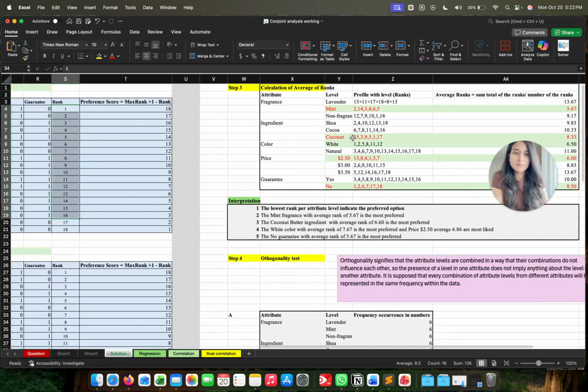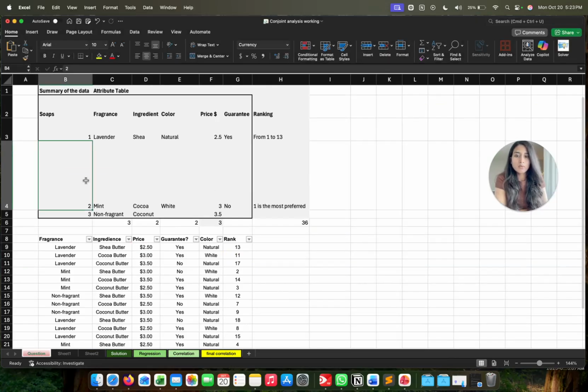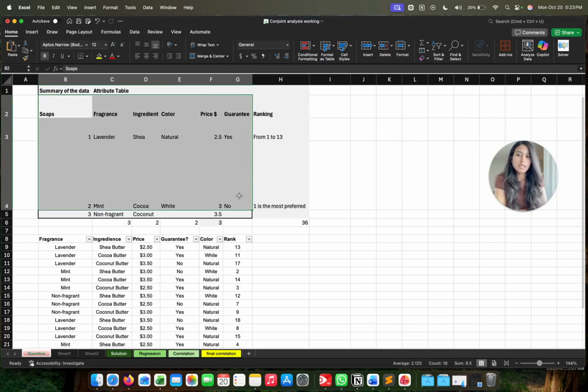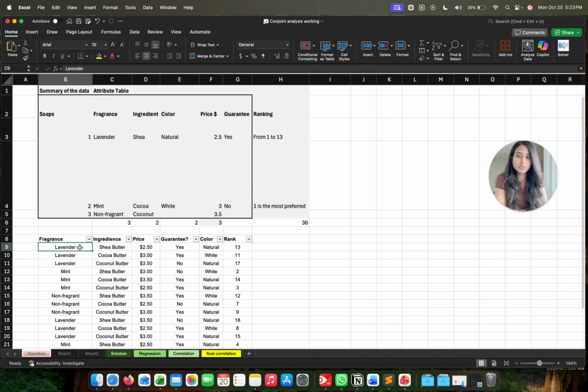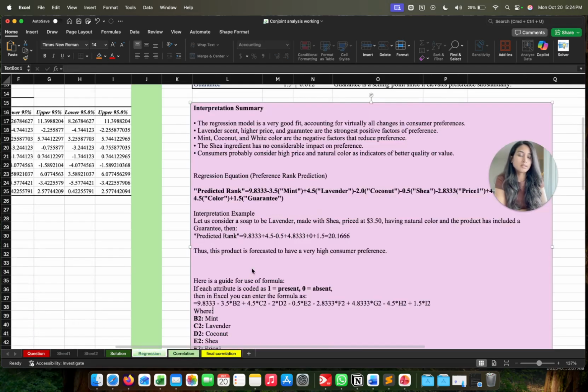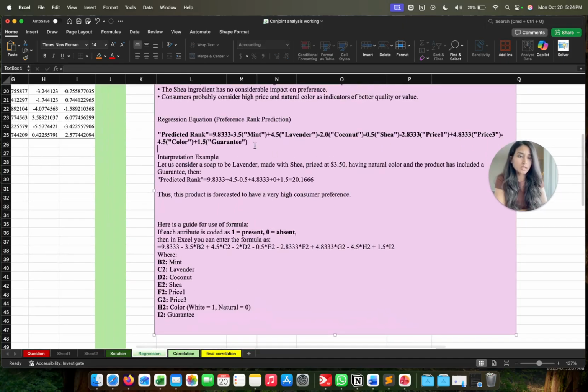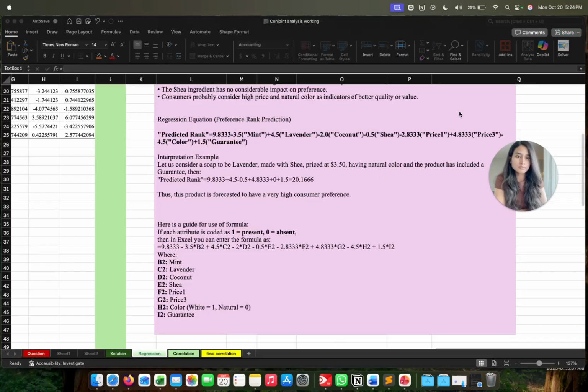Likewise, in summary, while doing the conjoint analysis, one should know what the major objective of the organization is, what they are trying to analyze for their product, and then whatever the data is given to you, you have to do a regression analysis and a correlation to determine the orthogonality test, and then regression is to determine the regression equation that helps determine the consumer preference.